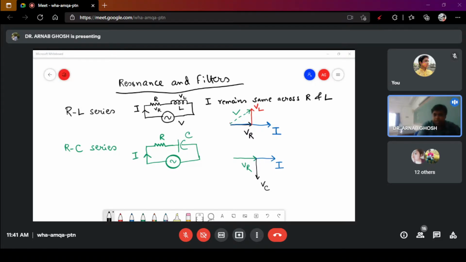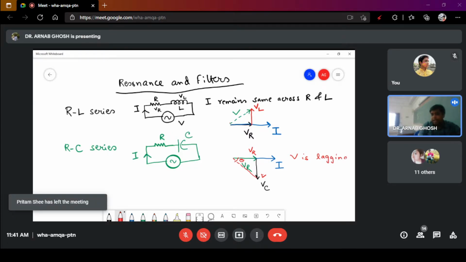What is the resultant? The resultant voltage is this one. So in case of an RC series circuit, this is your theta, this is your V, and this is VR. You see here V is lagging behind I by an angle theta, which is less than 90 degrees.